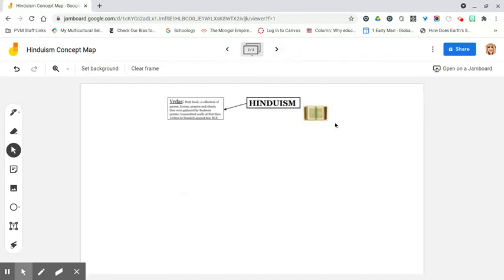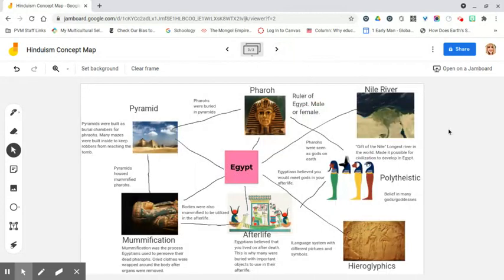Okay, so this is the space where you are to do your concept map. I gave an example: here is the book, the Vedas, and then I describe what those Vedas are. However, let's look at my example so we have a better idea of what a concept map should look like. My example that I'm giving you is Egypt. That's one that we're all familiar with.